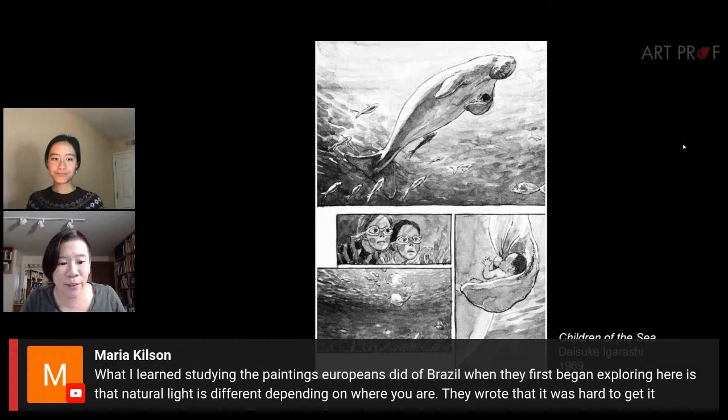Maria says, what I learned studying the paintings of Europeans in Brazil, when they first began exploring here, is that natural light is different depending on where you are. They wrote that it was hard to get it.